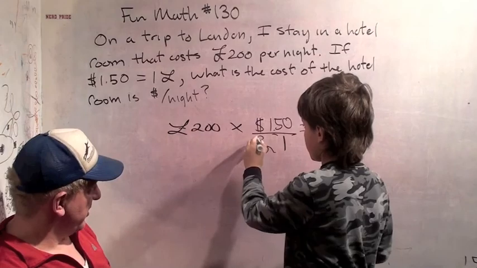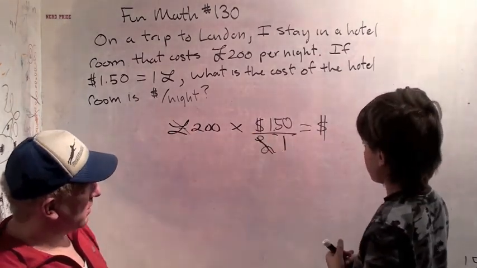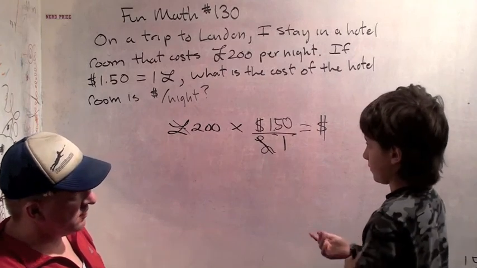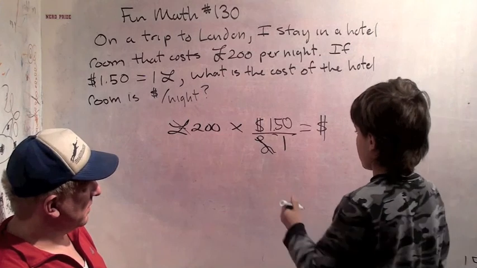So the pounds cancel. The dollars stay just like you want. And what arithmetic do we have to evaluate? We have to do 200 times 1.5. Okay, great.